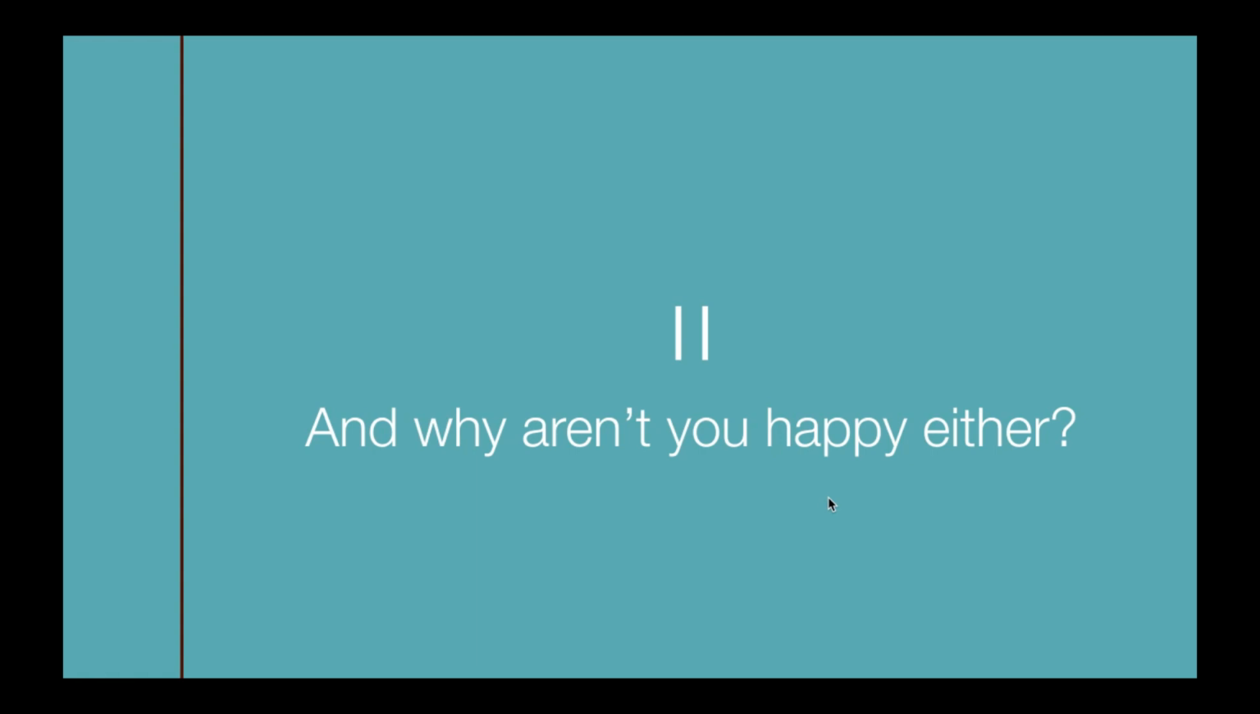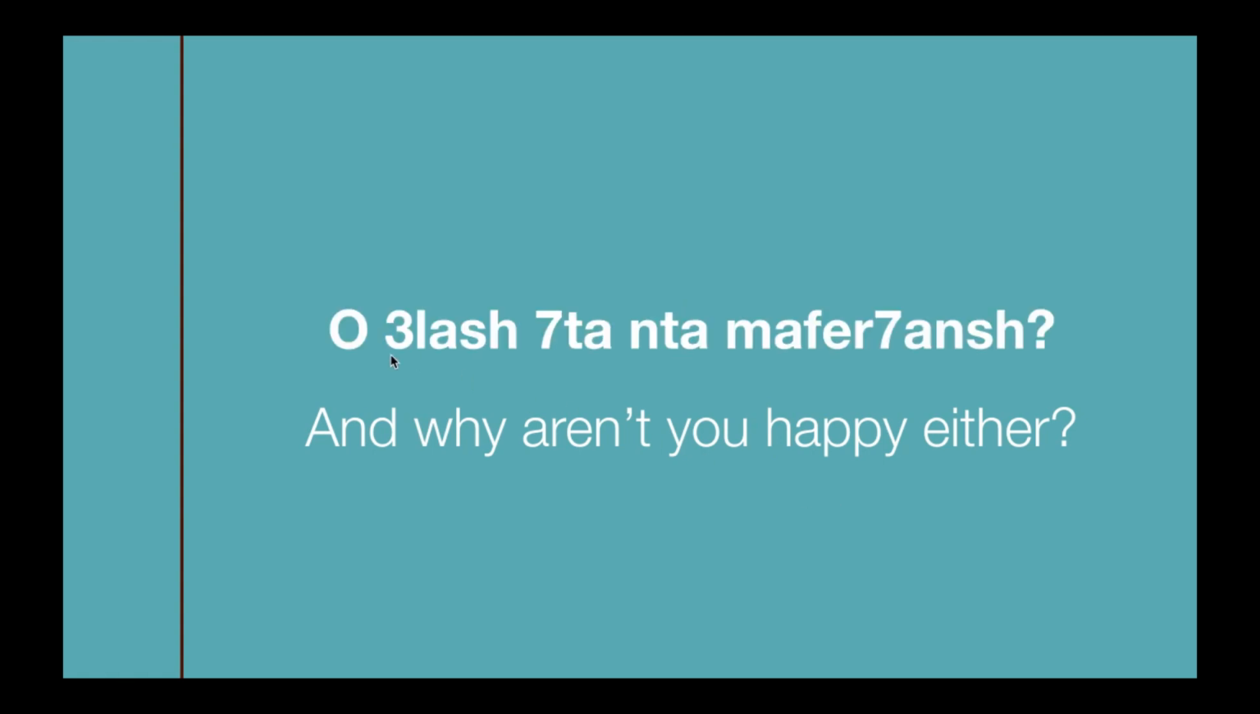Okay, so how would you say and why aren't you happy either? Why aren't you happy too? وعلاش حتى أنت ما فرحانش. And is و, علاش why aren't you happy. أنت ما فرحانش and حتى is either or too. وعلاش حتى أنت ما فرحانش.